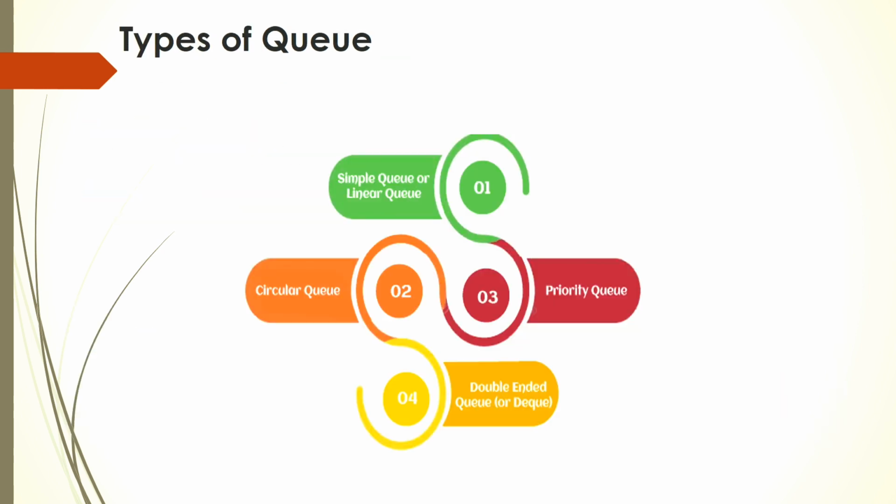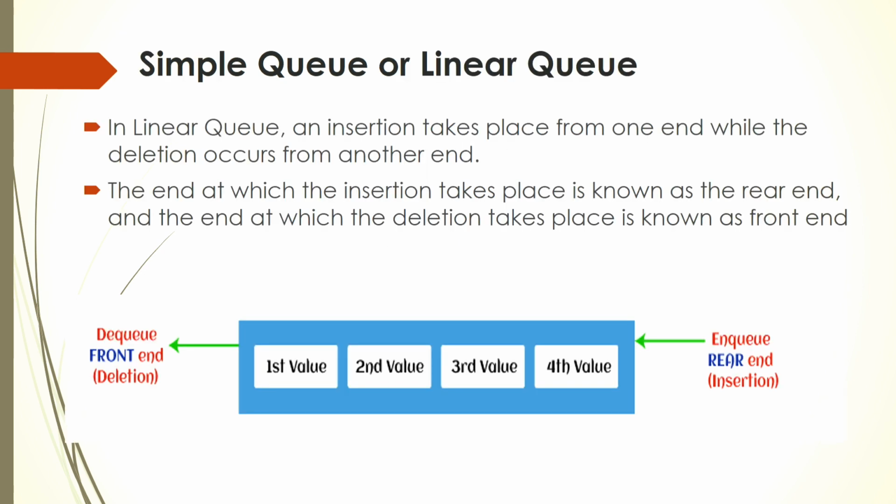Now coming to the types of queue, there are four different types of queue that are listed in the diagram. First is simple queue or linear queue, then circular queue, priority queue, and finally the double-ended queue, which we also call DQ. So let's discuss each of these types of queue.